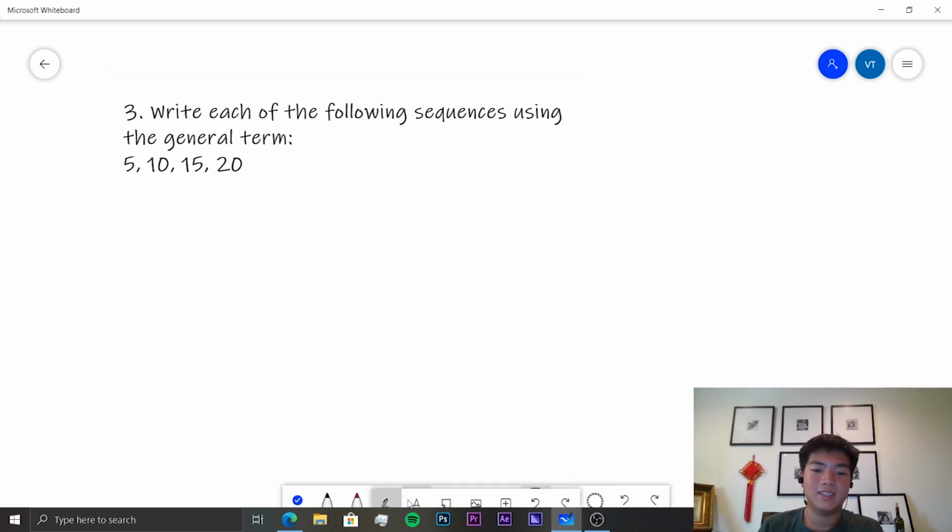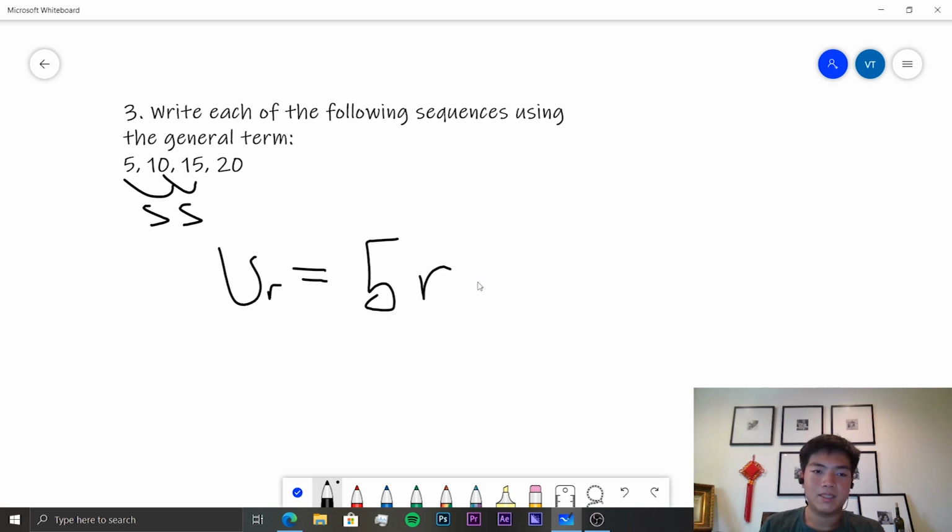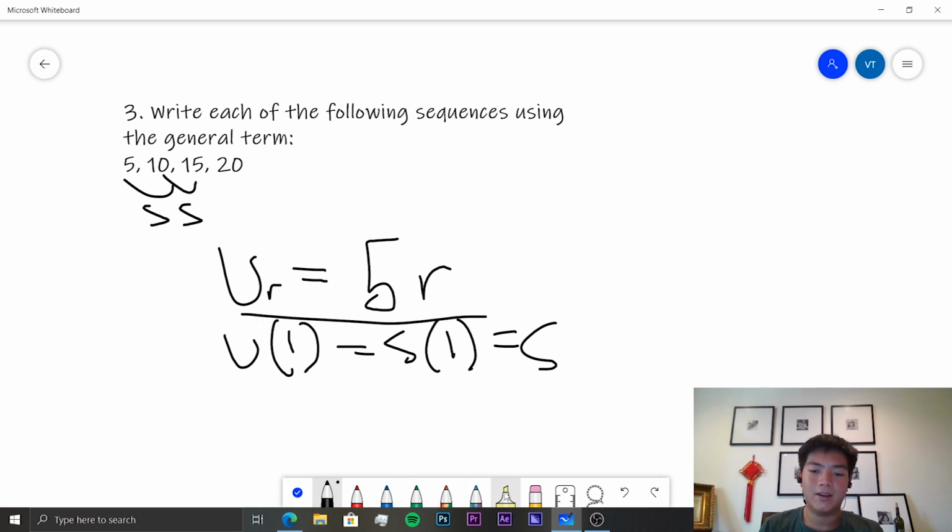How nice. So we know the difference between each term is 5 each time, and that means our general term u_r is equal to 5r. Actually it's just 5r, because if you notice, for the first term, it's equal to 5 times 1, which is already equal to 5, and this is already the first term, so that's how you write it.